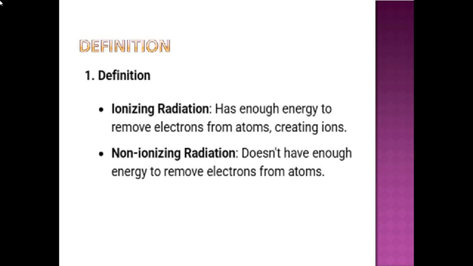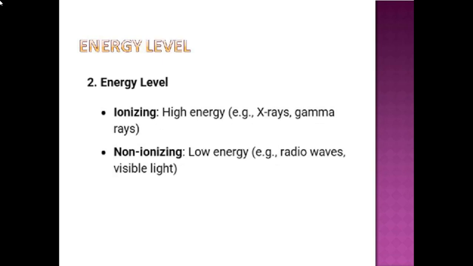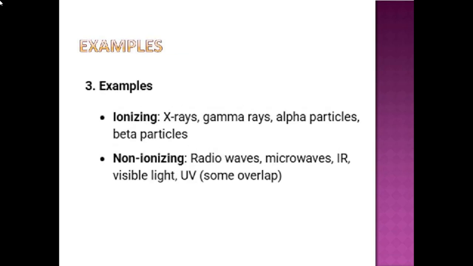Whereas non-ionizing radiation does not have enough energy to remove electrons from the atom. Ionizing radiation has high energy, and under this come X-rays and gamma rays. Non-ionizing radiation has low energy. Examples are radio waves and visible light. Examples of ionizing radiation are X-rays, gamma rays, alpha particles, and beta particles. Under non-ionizing radiation come radio waves, microwave, IR, visible light, and UV. Some portion of UV overlaps with the other portion, but it also comes under non-ionizing radiation.